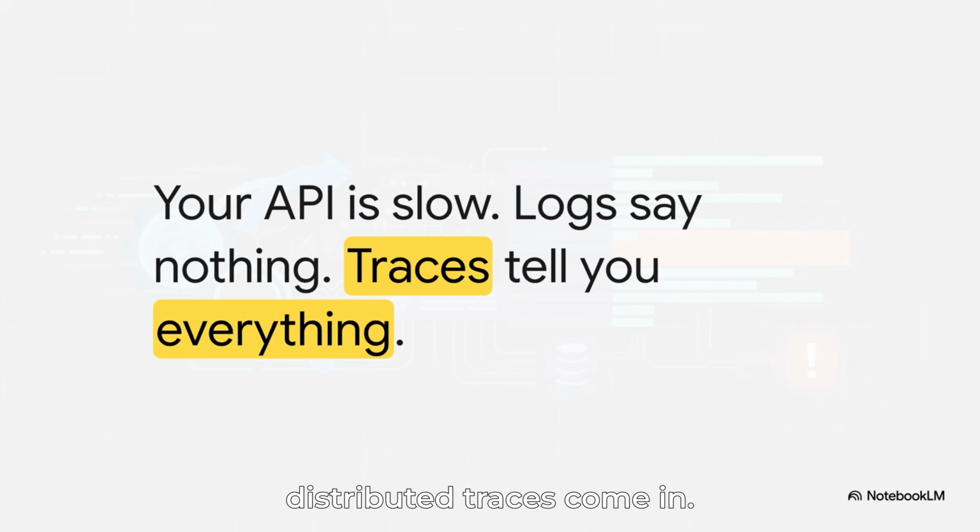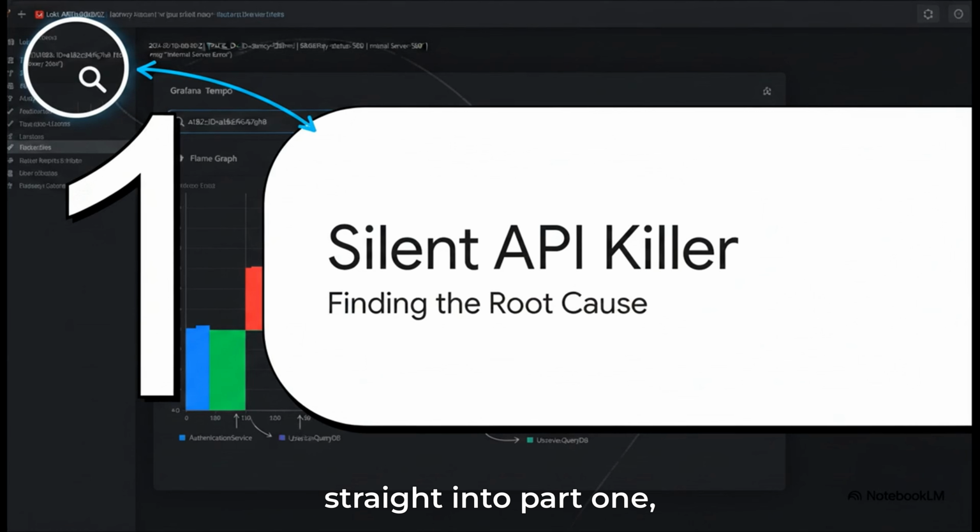And that is exactly where distributed traces come in. Traces tell you the whole story of how a specific request navigated your entire system end to end. Let's look at how this actually works. All right, let's jump straight into part one, the silent API killer.